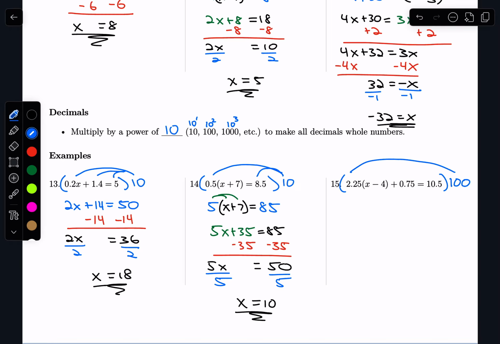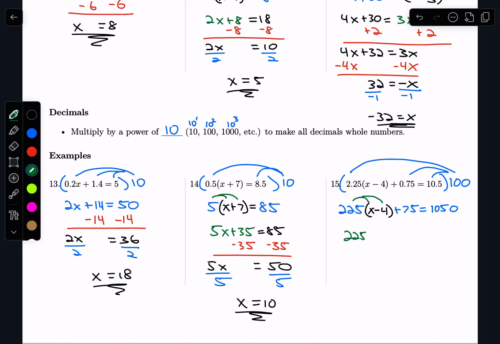When I distribute, I go to everything except for those parentheses. So I end up with 2.25 times 100 is 225, but that x minus 4 is not going to change. 0.75 times 100 gives me a plus 75 there. And 10.5 times 100, careful, don't forget the extra 0. I have to move the decimal place twice, so this is 1050, where I have to put that extra 0 at the end. Now I'm going to distribute 225 to x minus 4.